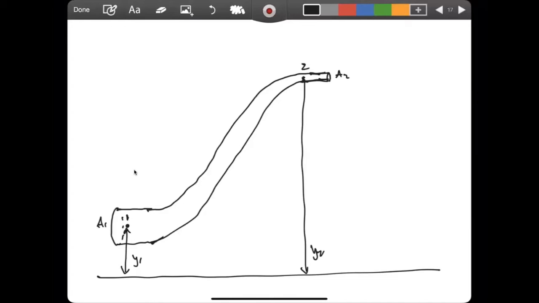So good. So we know, again, this is going to have some velocity in this direction. So let's call that V1. And then over here, we're going to have some other velocity. Let's call this guy V2. Okay?